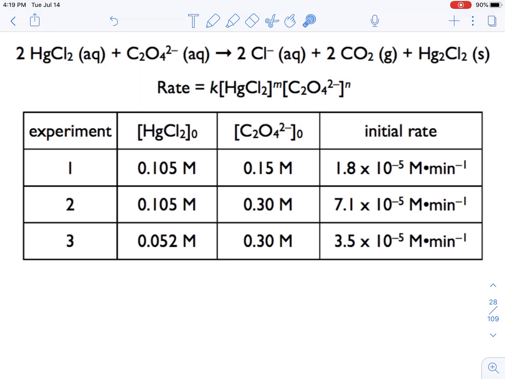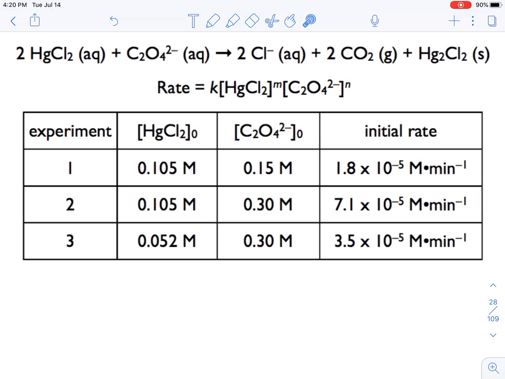And so the initial concentration for trial 1 is 0.105 molar, which is a lot less than the initial concentration for oxalate. And for trial 2, notice that the initial concentration changes again. So here in this case, we're doubling the concentration of oxalate. And by doubling the concentration of oxalate, how would it affect the initial rate of reaction?